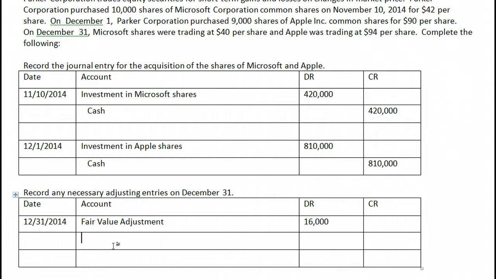Any unrealized gain or loss on trading securities is reported in the actual net income on the income statement. If it is available for sale, it would appear in other comprehensive income. This is the only difference in the two classifications.